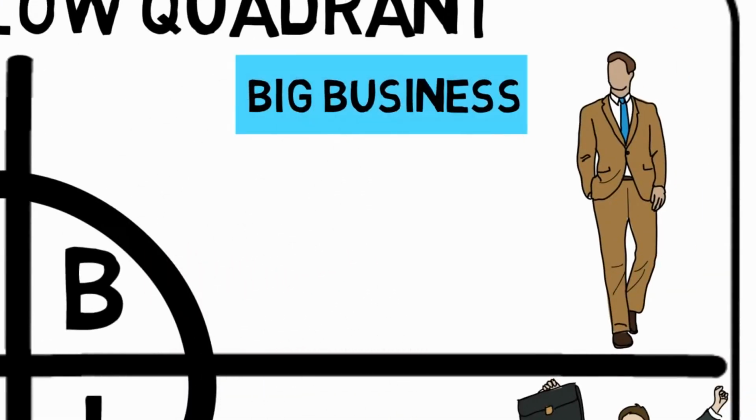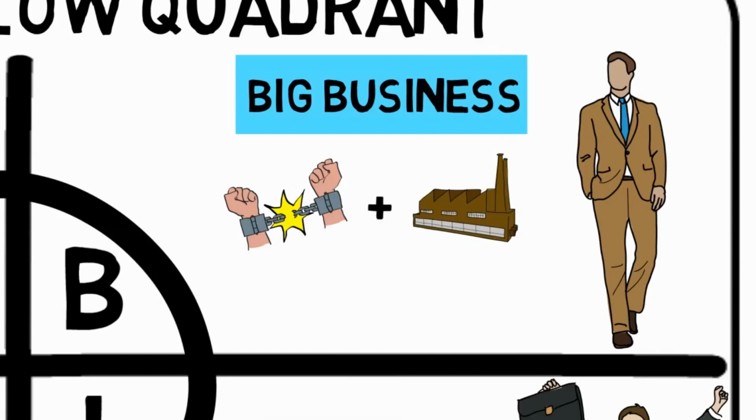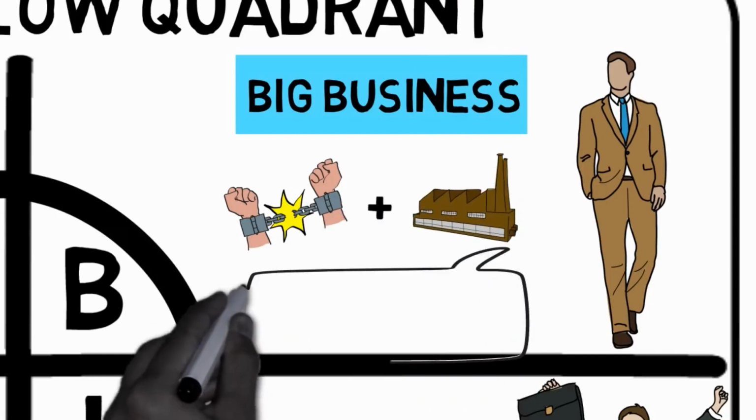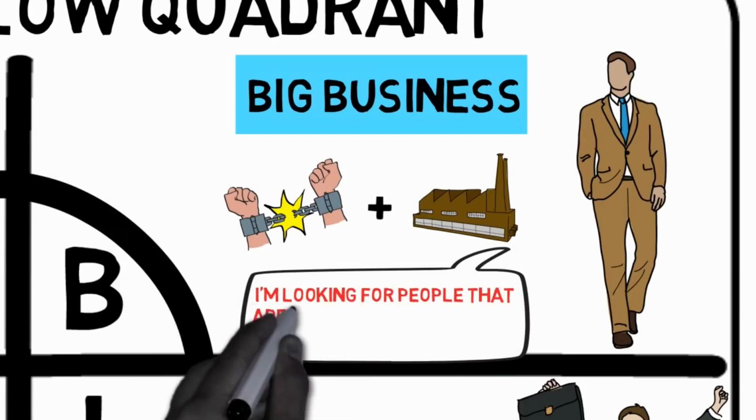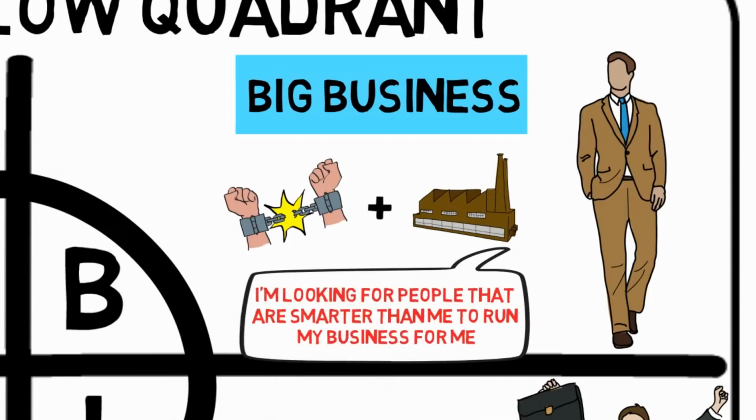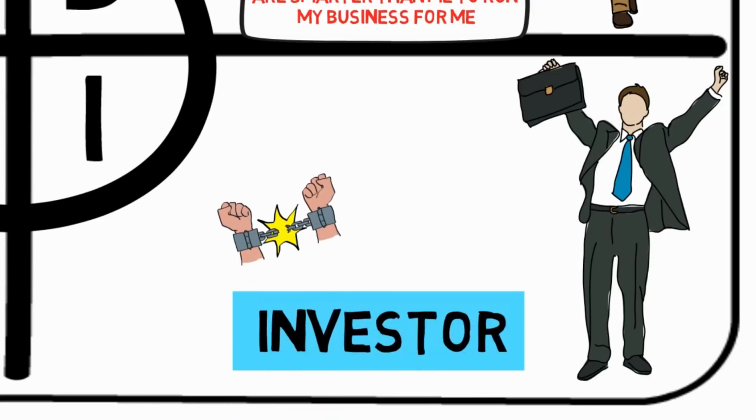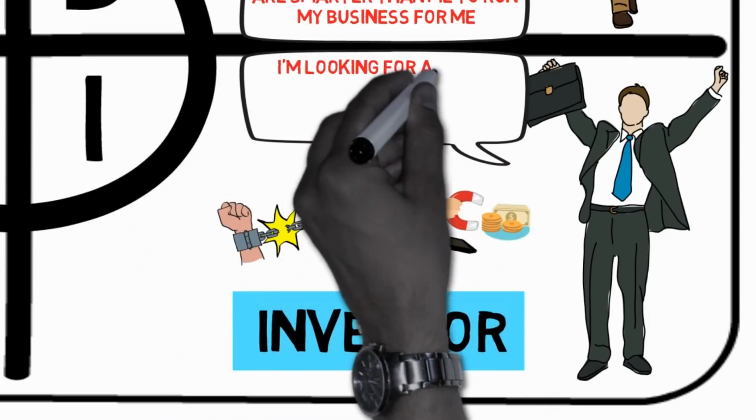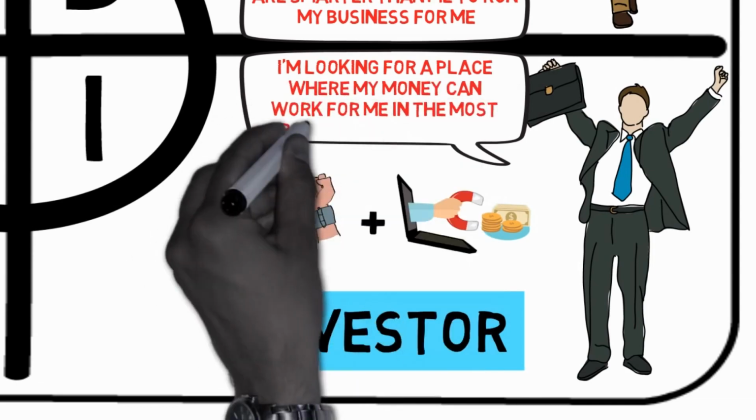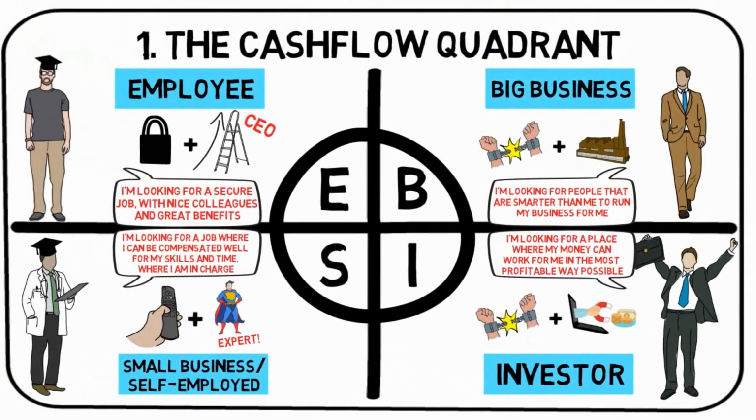The big business owner strives for freedom. He achieves financial success by creating a profitable business system. And you might hear him say something like, "I'm looking for people that are smarter than me to run my business for me." The investor also strives for freedom, but he does this through allocating money to where it has the highest expected return. You might hear him say something like, "I'm looking for a place where my money can work for me in the most profitable way possible."